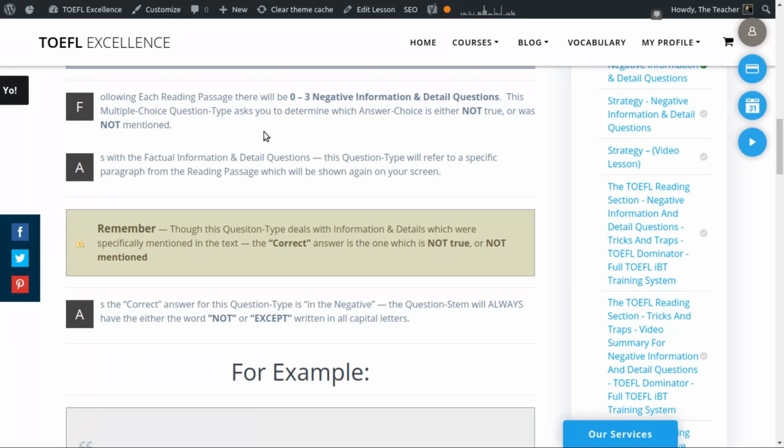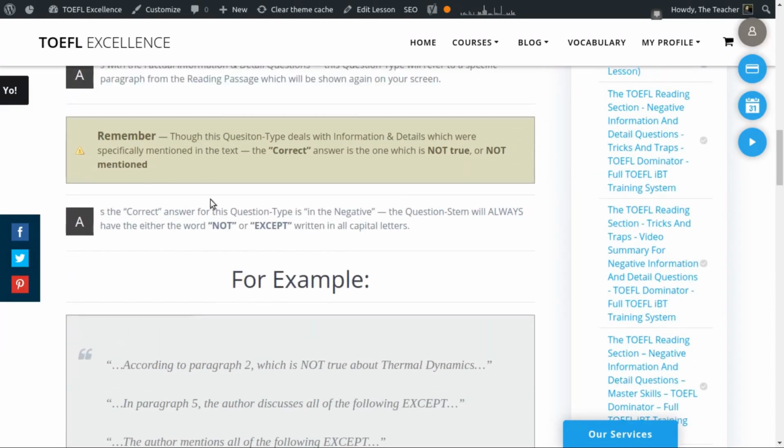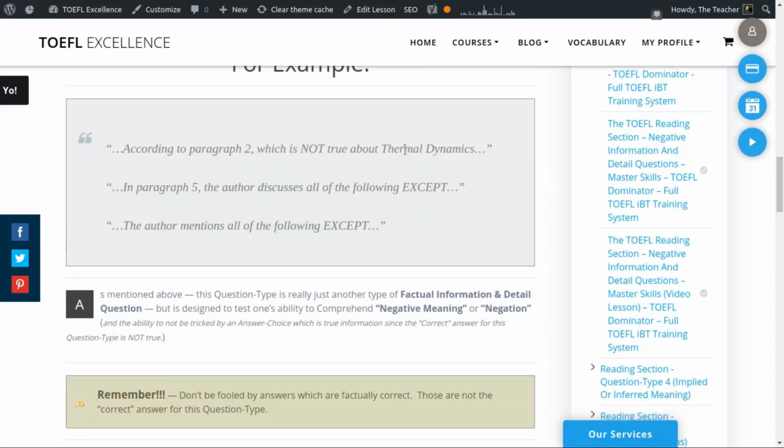Just so that you understand that this is just another type of factual information and detail question. We are just going to be looking for the answer which is not true. For example, the question stem will probably have something which sounds similar to this: According to the paragraph, or according to paragraph 2, or according to the reading passage, which is not true about whatever. Or it'll say, the author discusses all of the following except.